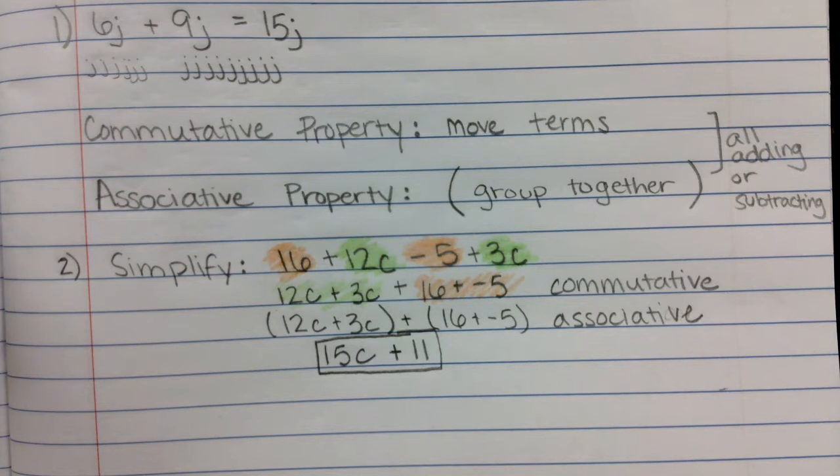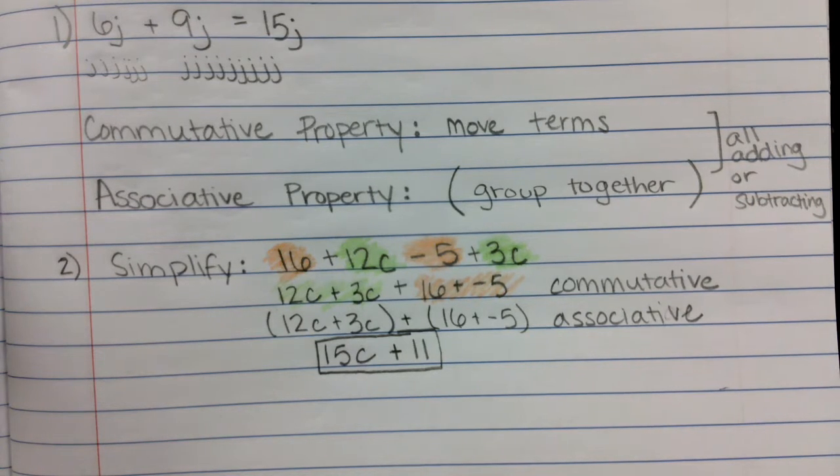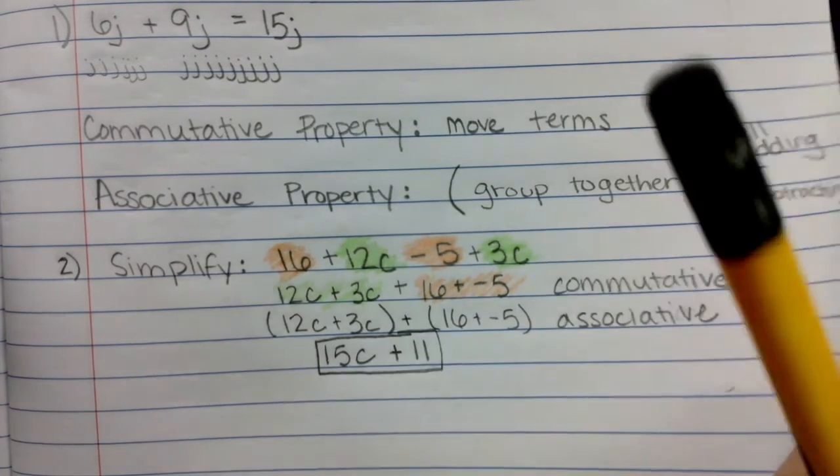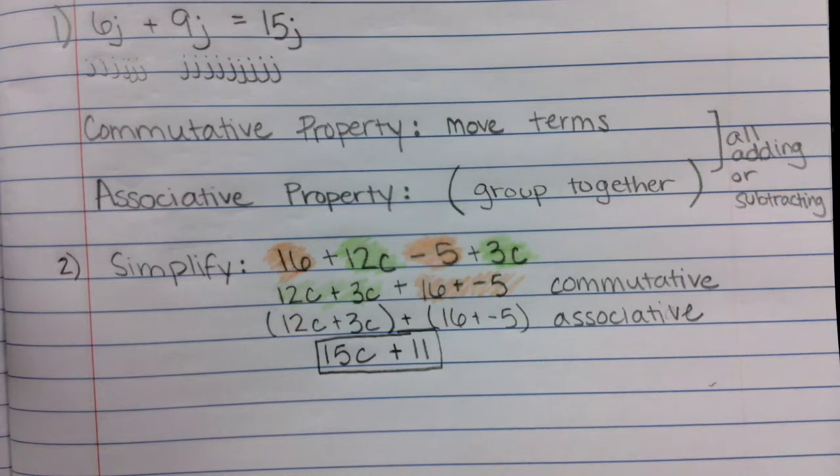We have one more property we're going to learn today. Can anyone kind of remember maybe from Algebra 1? We have commutative, associative, distributive. Good. Distributive is going to be that next property. So I'm flipping to the next page because I'm out of space.